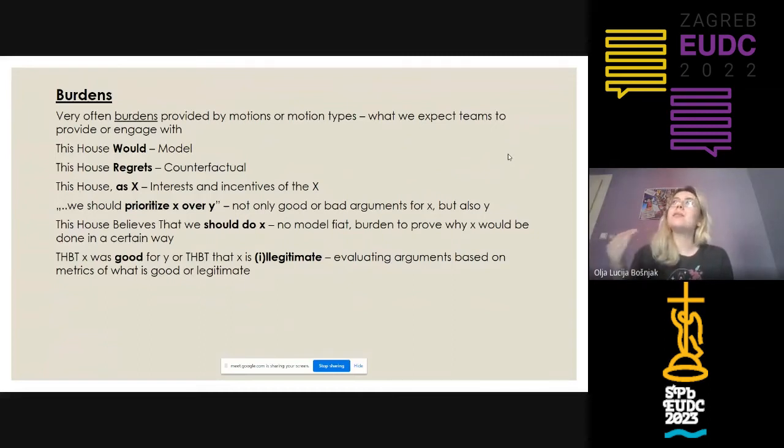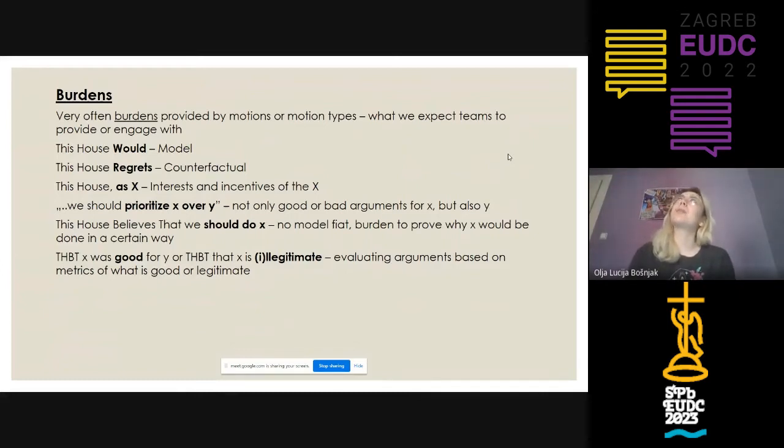I think in most instances on prop, there is a burden to prove that, let's say, "this house would implement policy X," it doesn't matter. You have to prove why implementing policy X is good, beneficial, whatever. But I also think there is another burden that propositions have, which is to engage with the status quo, or to prove why alternatives don't work, or why whatever opposition is bringing in doesn't work. And I think it works for oppositions in the same way.